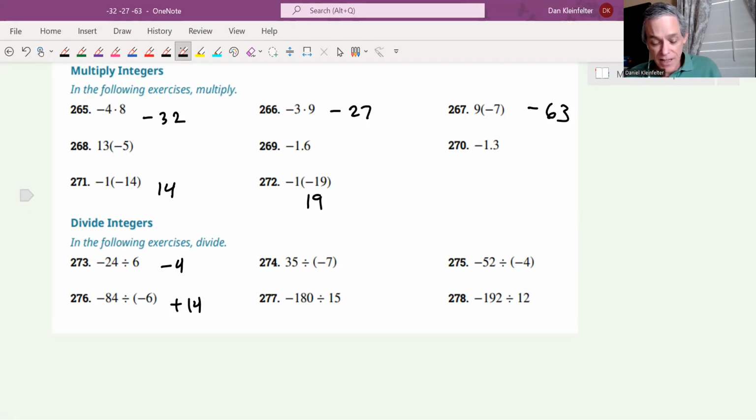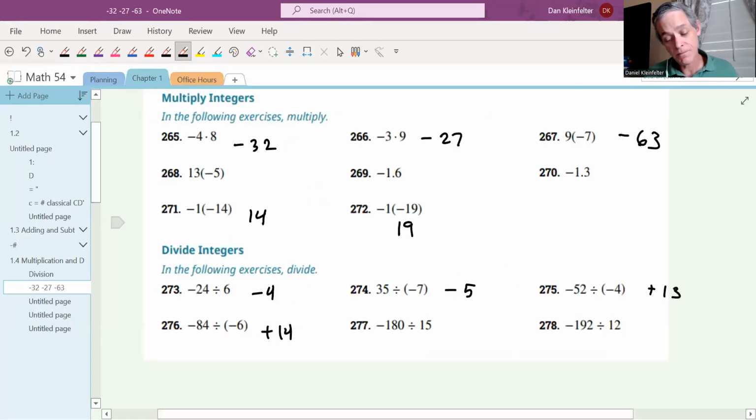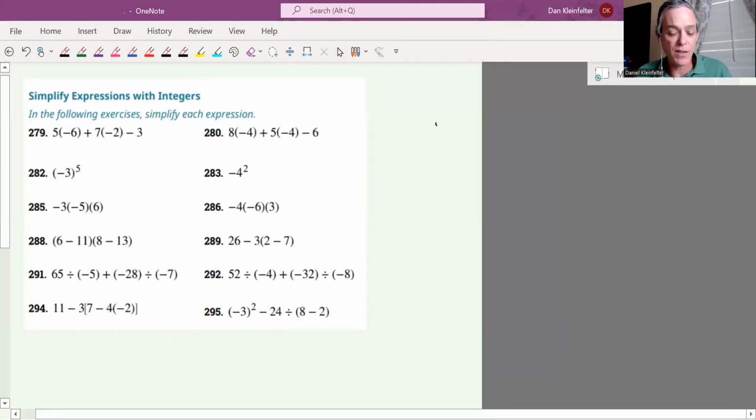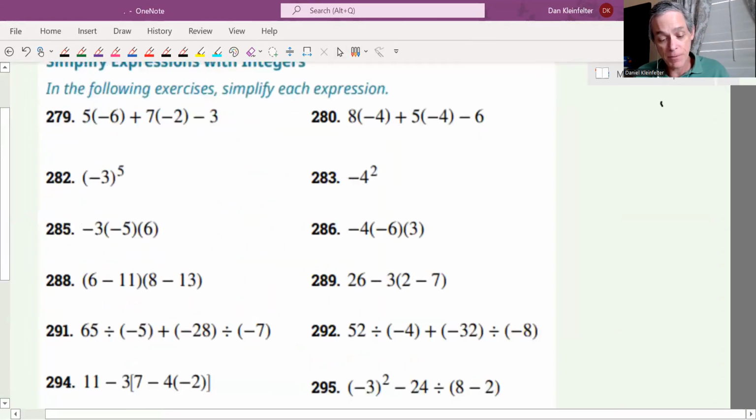35 divided by negative 7 will be negative 5. And then let's do just one more. Negative 52 divided by negative 4 will be positive 13. Okay. If you have any questions on these, let me know. Usually people find multiplication and division easier than addition and subtraction due to the fact that the rules are simpler.